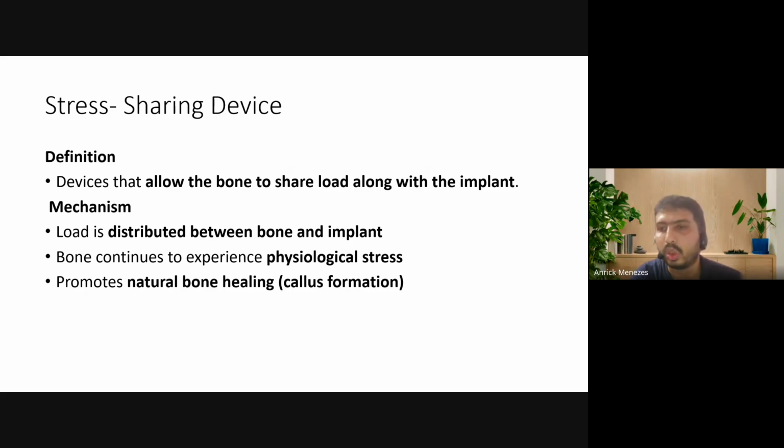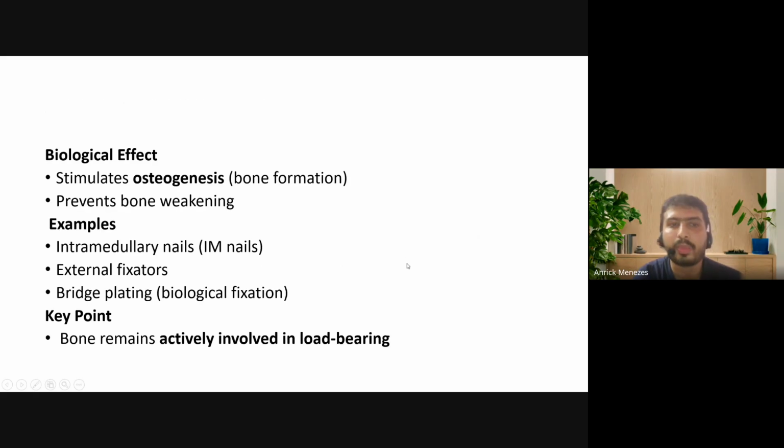So the mechanism: load is distributed between the bone and the implant. Bone continues to experience physiological stress, which promotes natural bone healing, that is your callus formation. Biological effects: it stimulates osteogenesis, that is bone formation, and prevents bone weakening. Examples of stress sharing devices: intramedullary nails, external fixator, bridge plating, or biological fixation. The key point observed here is that the bone remains actively involved during load bearing.